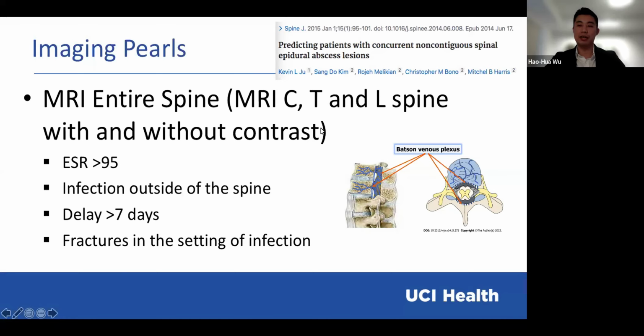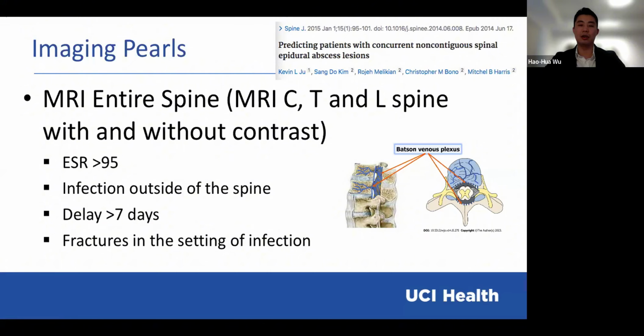Because of the vascularity and the unique vascular anatomy of the spine, specifically with the Batson venous plexus, if you see infection in one part of the spine, such as the lumbar spine, that infection could also carry its way up to other parts of the spine, such as the thoracic spine. And what you see here in this paper from the Spine Journal from Bono and Harris is risk factors for requiring MRI of the entire spine to rule out non-contiguous lesions.